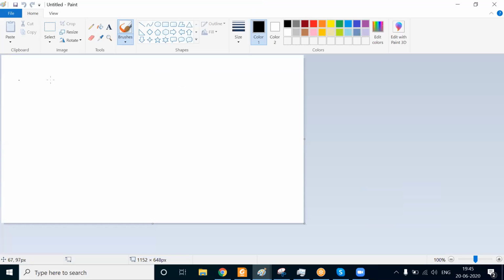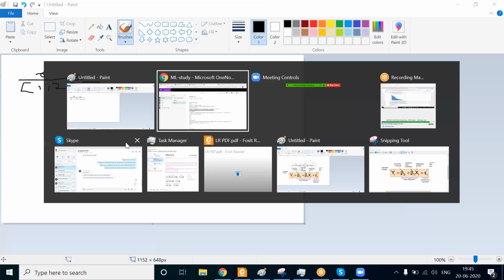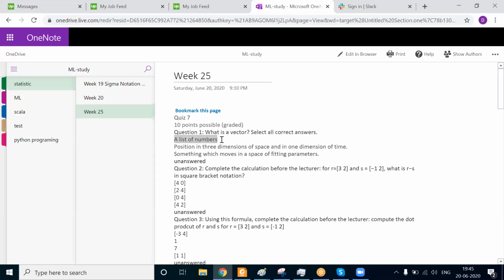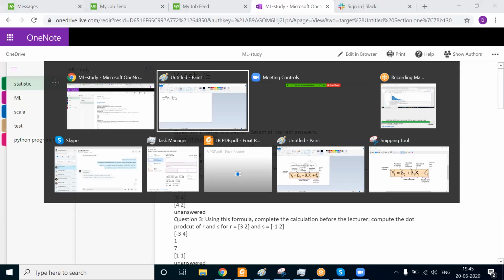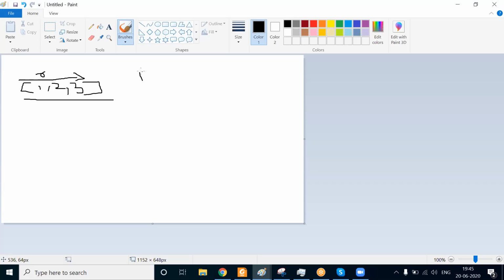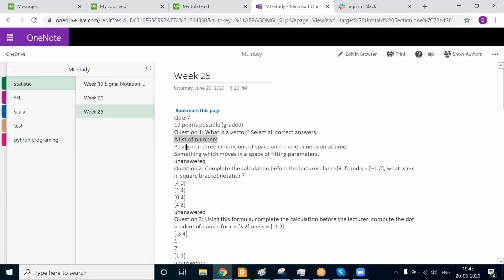So a vector is nothing but an arrow kind of thing which represents some numbers, right? So it can be 1, 2, 3, something like this. This is a vector of 3 numbers, right? So the first statement is absolutely true. It is a list of numbers, because it saves a list of numbers. Okay, that is clear to you, right? The second point is a position in 3-dimensional space and in 1-dimensional time.